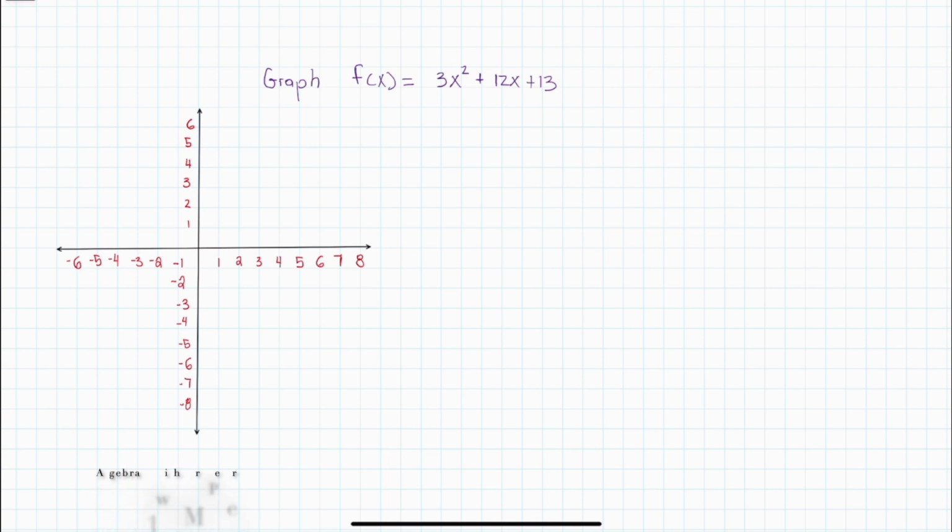What's good, math family? In this video, we're looking at transformations of quadratic functions. We're going to touch on 3 examples of how to properly do vertical stretches and compressions.